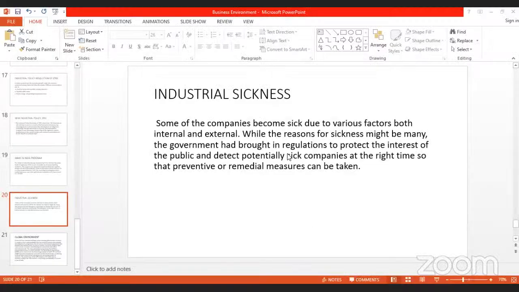WTO, World Trade Organization, as well as foreign trade policy in block 5. Okay. Yes. The screen is visible? Yes, ma'am.